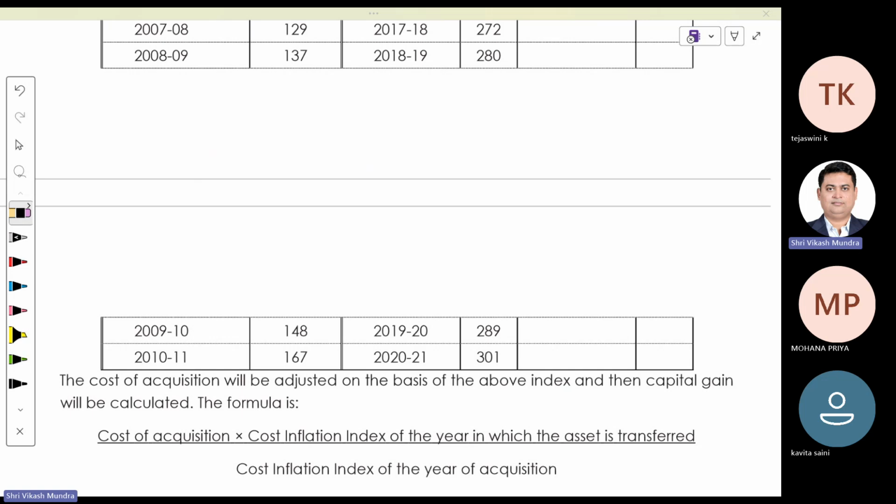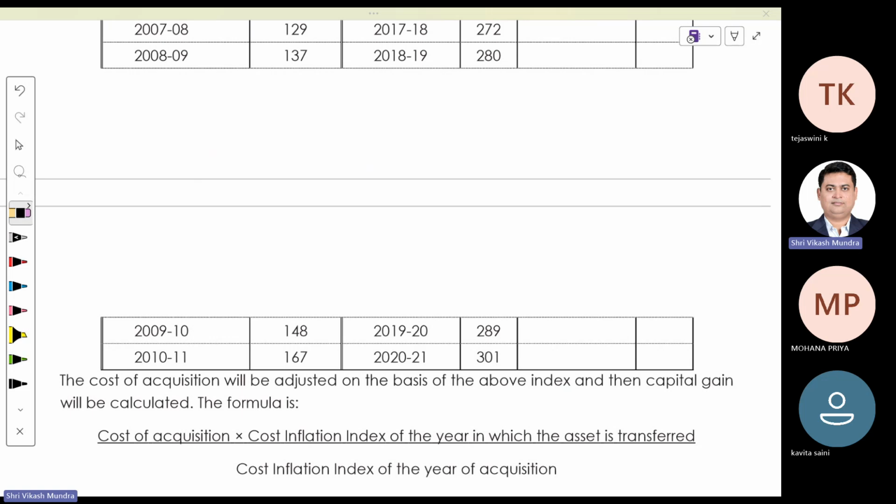Is it clear? And few bonds are there, like gold deposit bond, special bearer bond, etc. If I'm transferring those bonds, I am not liable to pay capital gain tax. Is it clear? Apart from that, any assets, if I'm selling, that would be considered as a capital asset, and whatever profit I am earning shall be chargeable to tax under the head capital gain.